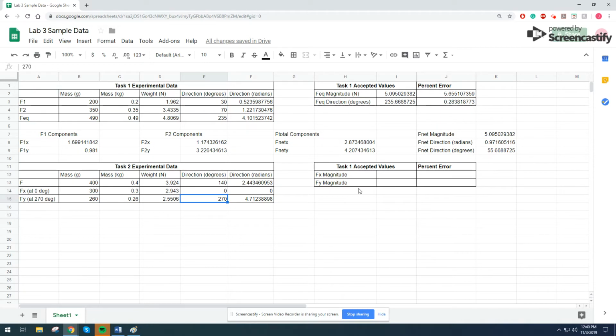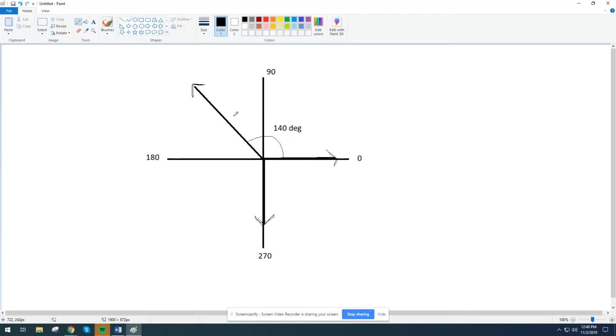Let's understand what this means, or how to think about this, if we have this one single force here. So let me just backtrack here. This total one at 140 degrees, right?